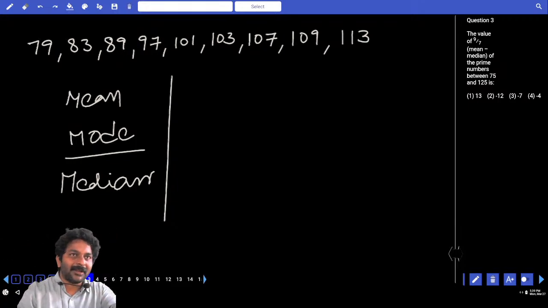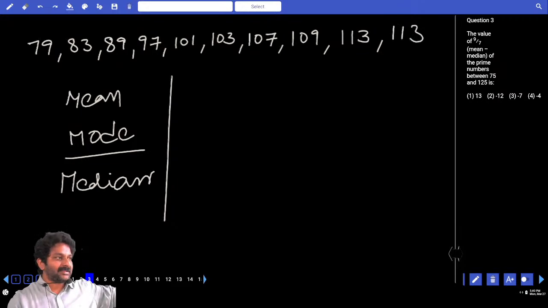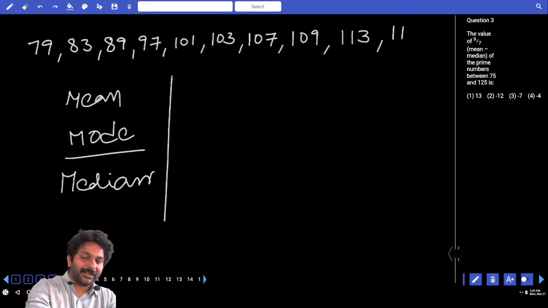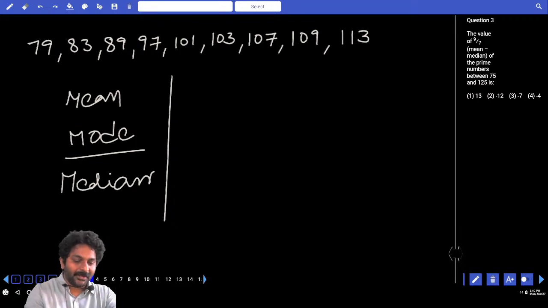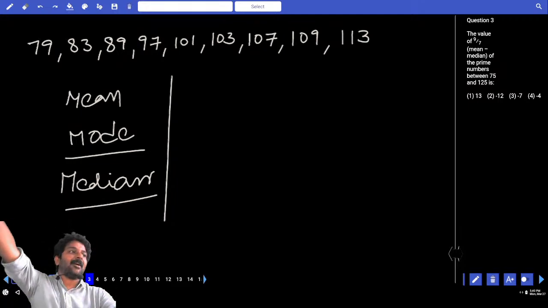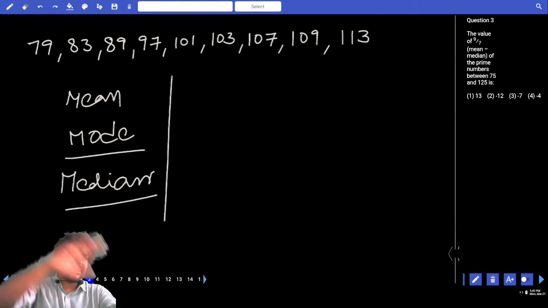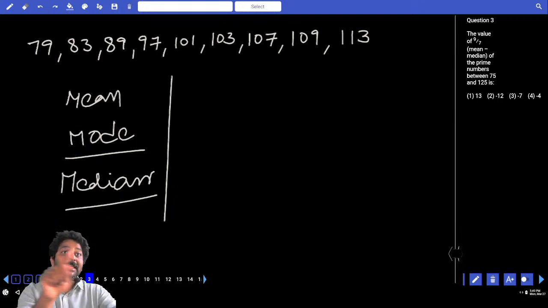So here all of them occur only once. Suppose 113 came 2 times. For example, in some number set, 113 is the mode, the frequently repeated number most of the time. Median: after writing numbers in ascending or descending order, any order is fine, the middle number, the n plus 1 by 2th number if there are n numbers, is your median.